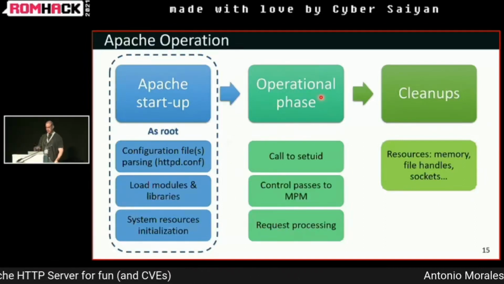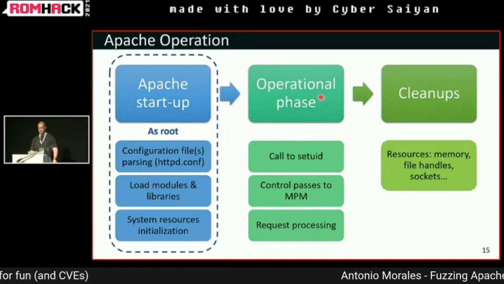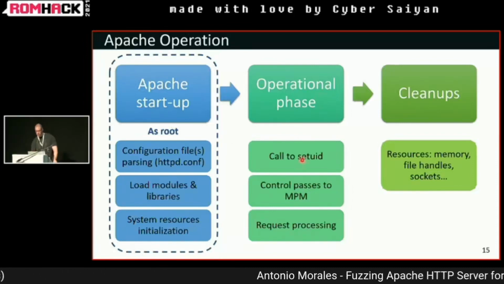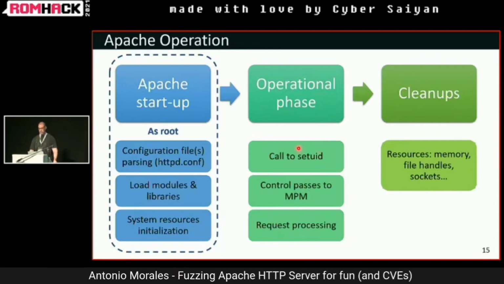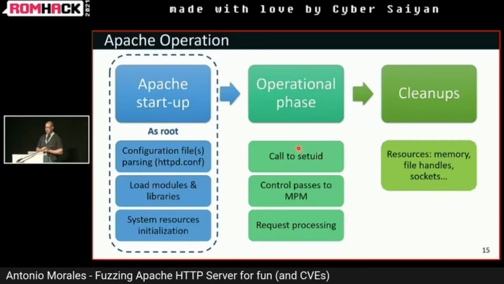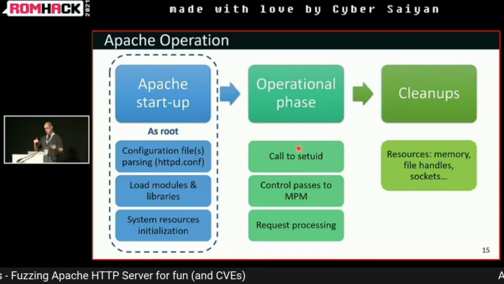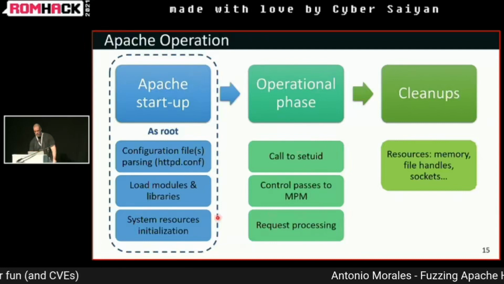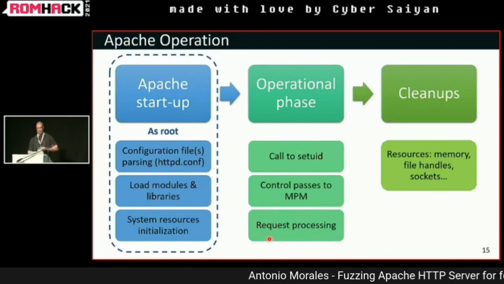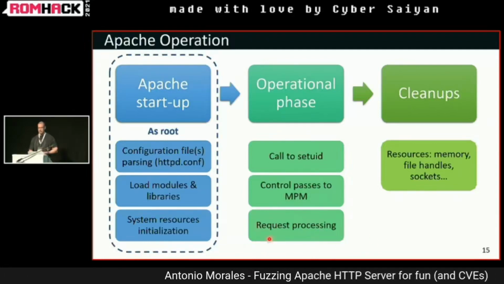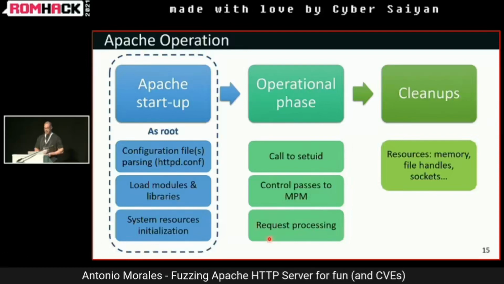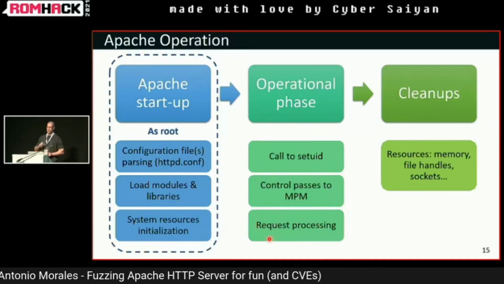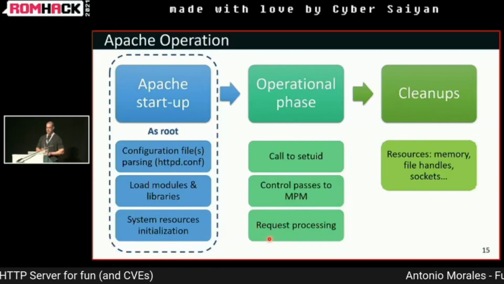In this stage, the first thing that Apache does is to call the setUID function in order to change from root to a regular user. It also includes the request processing itself. And the third one is the cleanup phase. In this last stage, Apache releases all the resources, including memory, file handles, or sockets.